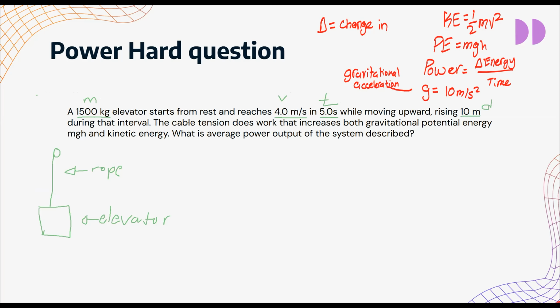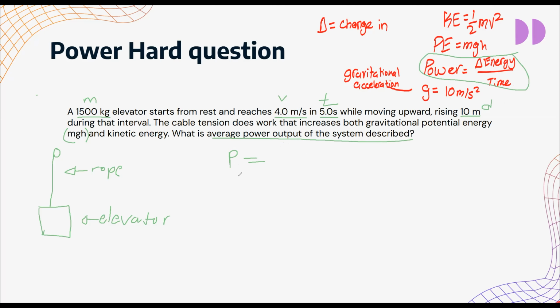During that interval, the cable tension does work that increases both gravitational potential energy, which is given by mgh, and kinetic energy. What is the average power output of the system described? So average power output, what it's asking for is pretty much just power, because it's the total energy change over time. So yeah, we're using this equation right here.